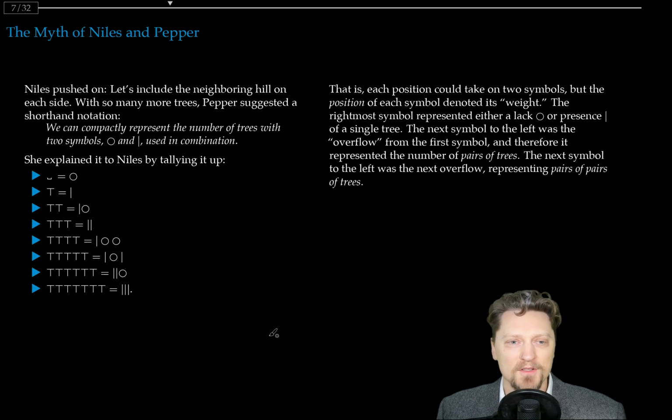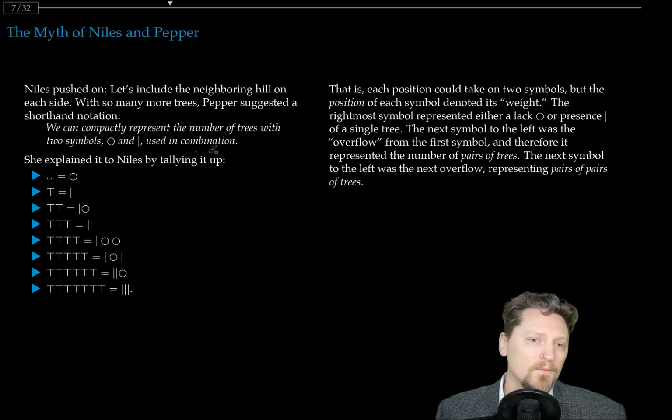With so many more trees, Pepper suggested a shorthand notation. We can compactly represent the number of trees with two symbols. I'll call them 0 and 1, used in combination. She explained it to Niles by tallying it up. So, for representing no trees, we'll use the 0, and for representing one tree, the line. 2 trees, a line and a 0. 3 trees, 2 lines. 4 trees, 1 line and 2 zeros. 5, 1 0 1. 6, 1 1 0. 7, 1 1 1.